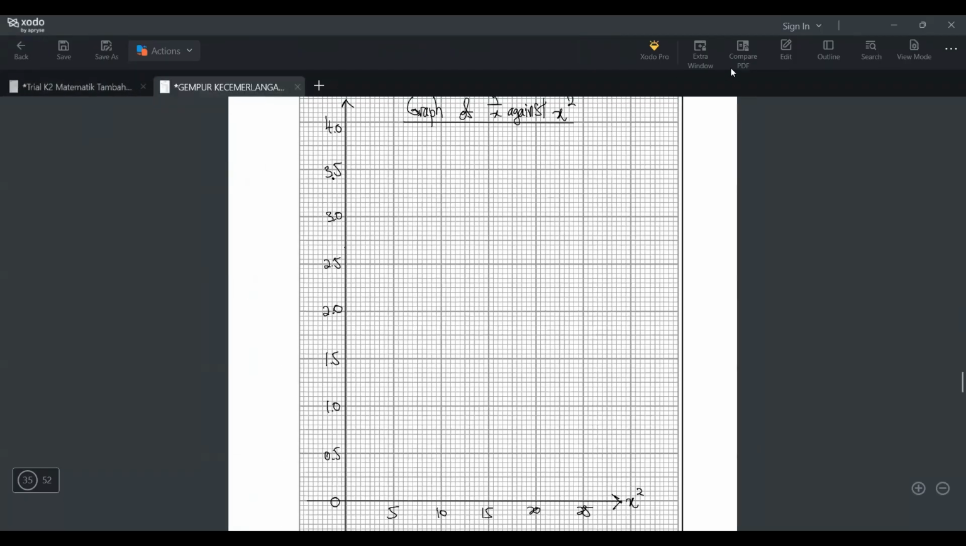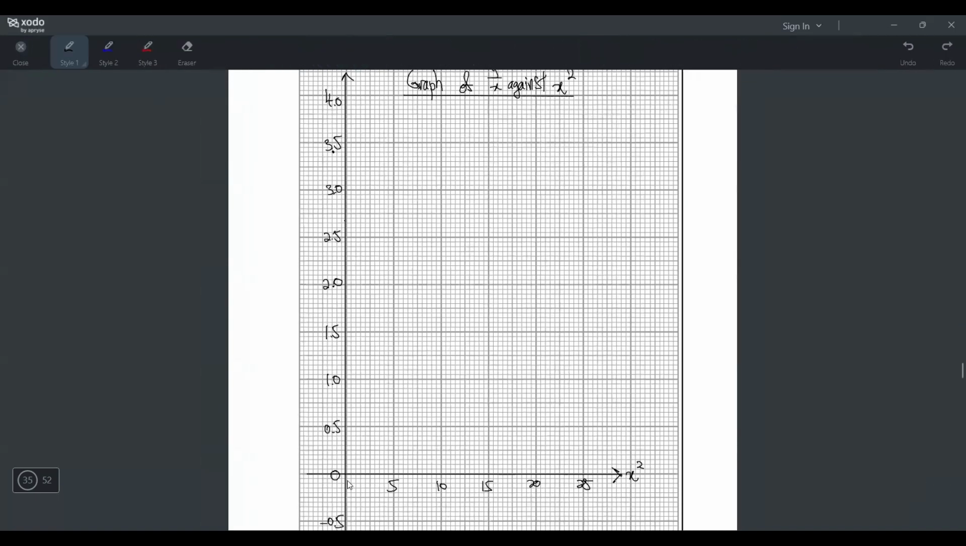First of all, 1 is very easy. 1 is just 0 and then tambah 2 kotak. This is 1, because from here to here, the difference is 5. So to get 1 kotak, you just have to take 5 divide 10, which is 0.5. That means 1 kotak is 0.5. This is for the x-axis. For the x-axis, 1 kotak is 0.5. So 2 kotak will be 0.5 times 2, which is 1.0.